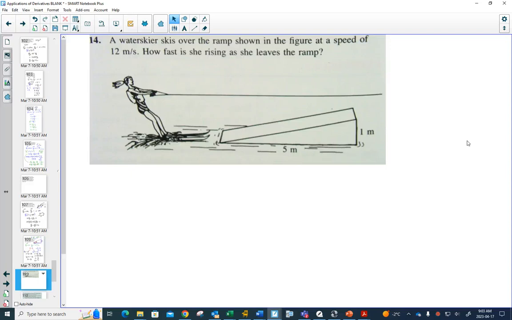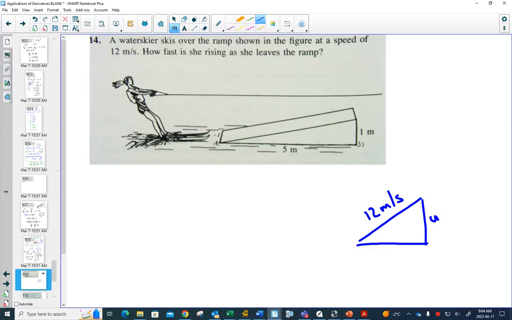So a water skier skis over a ramp shown in the figure, and they're traveling at a speed of 12 meters per second. How fast is she rising as she leaves the ramp? So what we have is a ramp where the speed is constant at 12 meters per second. And as a result of going up, the y value is changing this way, as well as the x value changing that way.